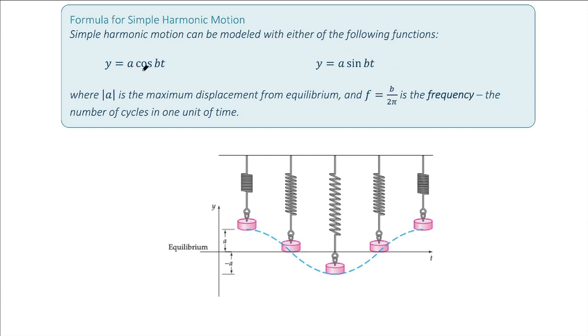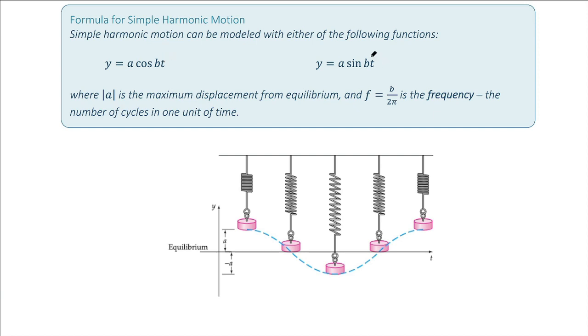Simple harmonic motion can be modeled with these two basic functions, our cosine function and our sine function, where the absolute value of A is our amplitude, or maximum displacement from the equilibrium. We still have the period of 2 pi over the absolute value of B, but we have this other thing that we call the frequency. That's B over 2 pi. Note that this is just the reciprocal of the period. Frequency is a measurement of the number of cycles that are completed in 1 unit of time. So it'd be something like 3 cycles per second.